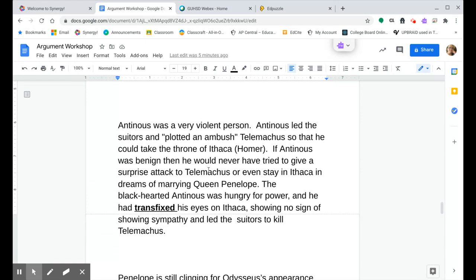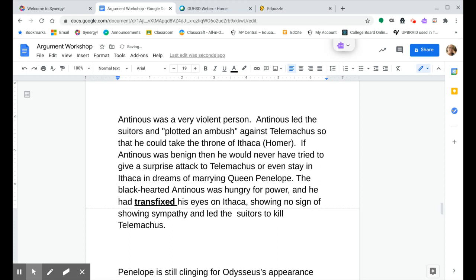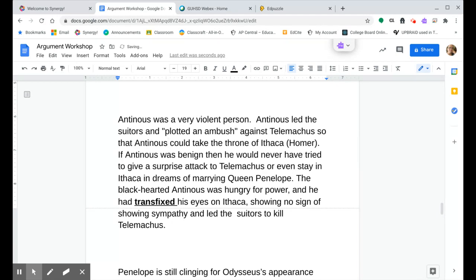Okay, it's time to look at some entire arguments. Antinos was a very violent person. Antinos led the suitors and plotted an ambush against Telemachus so that he could take the throne of Ithaca.